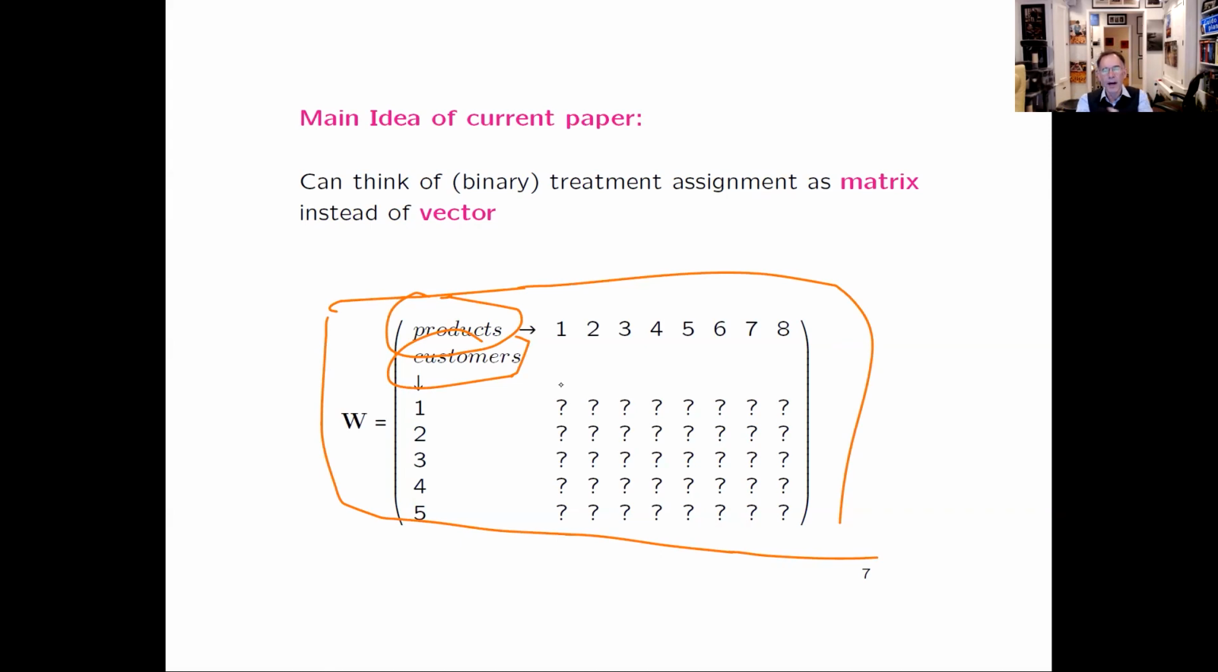And similarly, outcomes can be measured at the level of the product-customer pair. And so, again, at some level, this is the main idea, and the rest is just working out the implications of that. But we want to think of an experiment as a distribution where we assign the pairs of product and customers to the treatment group or the control group.